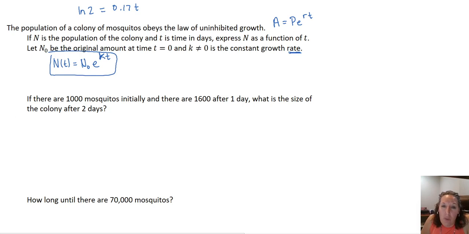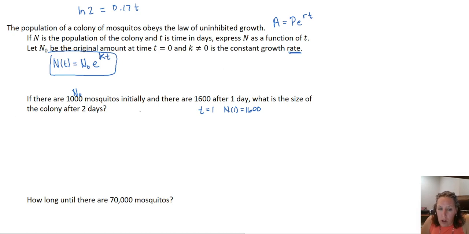It's in the same exact form. Uninhibited growth just means that it's that same basic setup, but different applications are going to use different letters to represent the different quantities. All right, so if there are 1,000 mosquitoes initially, so that's giving us our n naught, and there are 1,600 after 1 day. So that means when t is equal to 1 day, our n of 1 is going to be equal to 1,600. What is the size of the colony after 2 days?